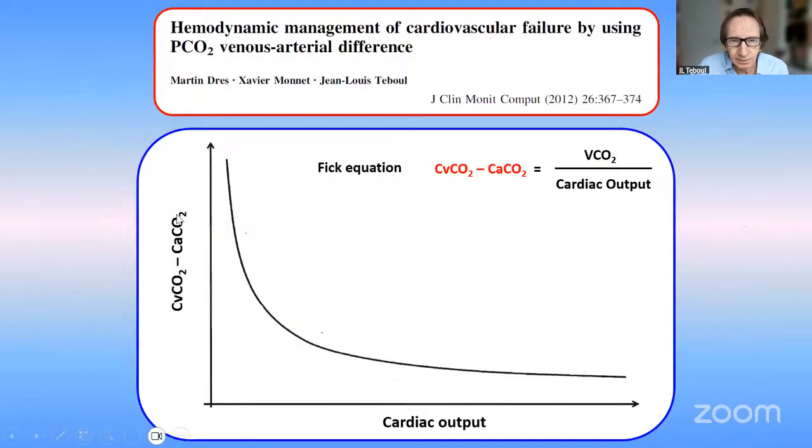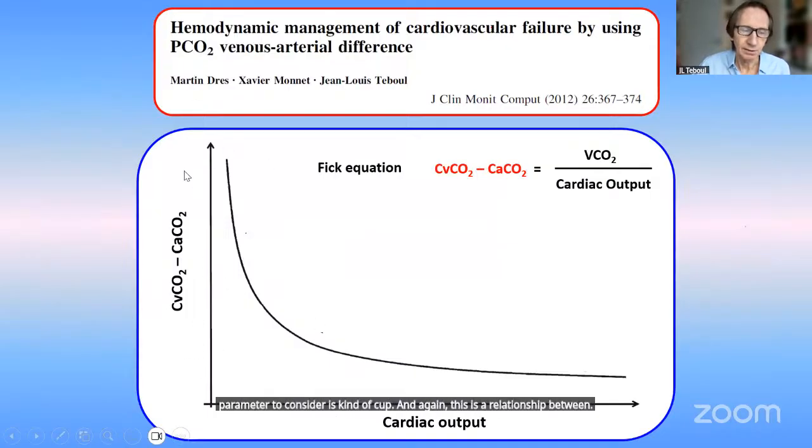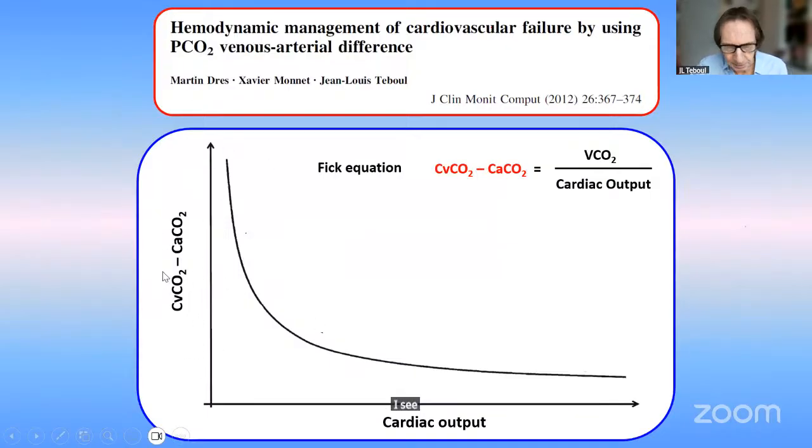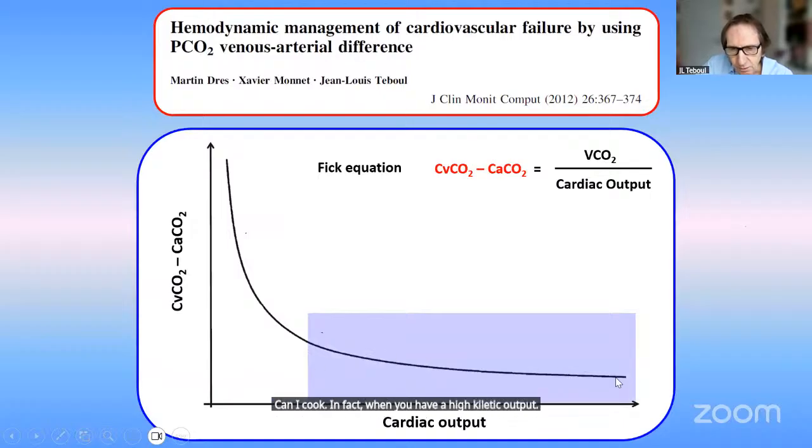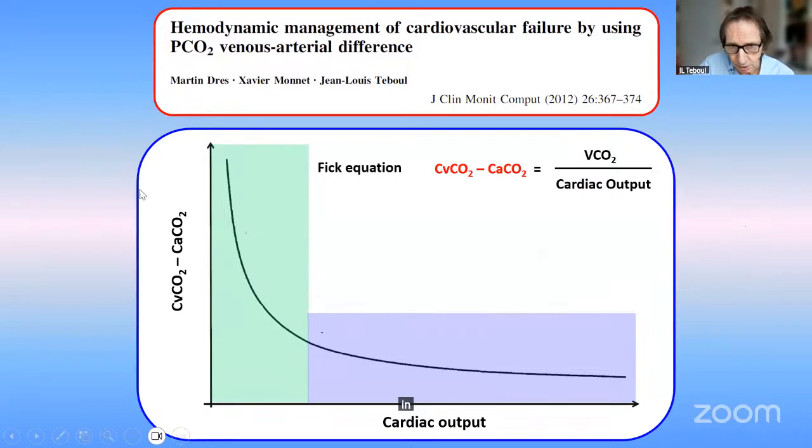And again, this is a relationship between CO2 content gap, you can put PCO2 gap instead, and cardiac output. In fact, when you have a high cardiac output, you have small changes in CO2 gap. When you have a low cardiac output, you have large changes in CO2 gap, coming from this hyperbolic relationship.